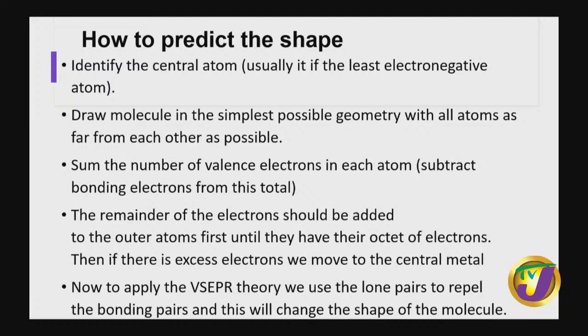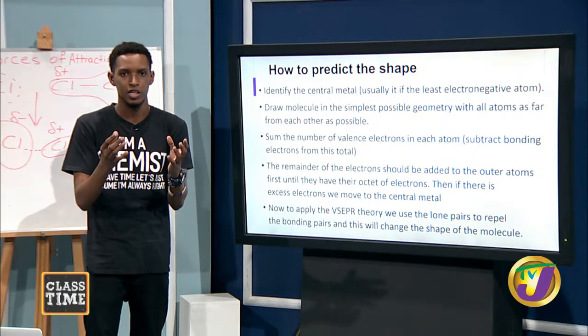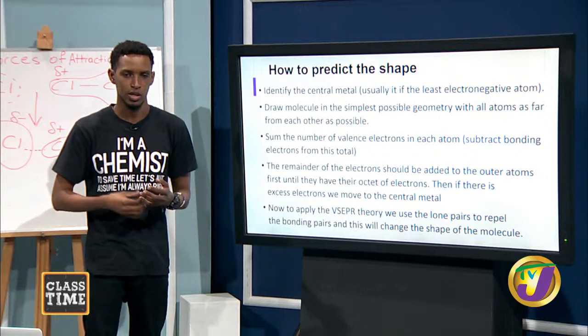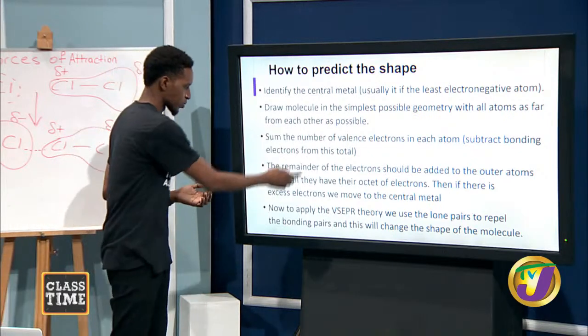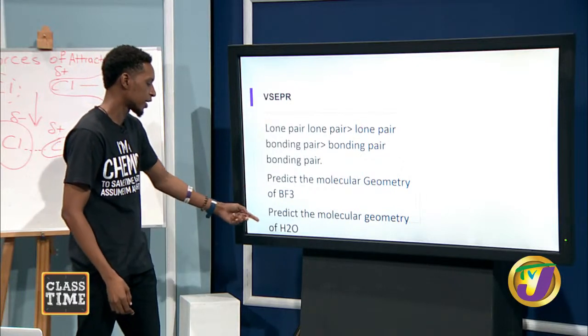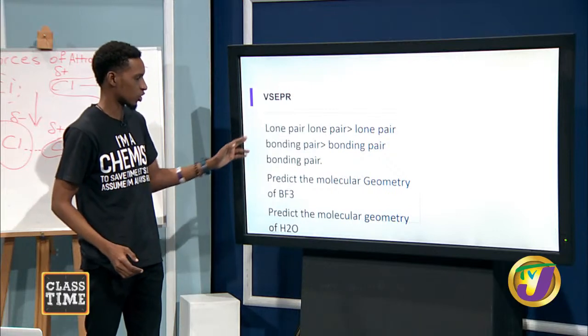The last point says that now that we have our structure, we should apply the VSEPR theory and use the lone pairs of electrons to repel the bonding pairs. And once the lone pairs of electrons start repelling the bonding pairs, that's when you would get the shape of the molecule in question. Now, we can move on to some questions. We'll predict the shape of BF3 and H2O. But it's important to note this section up here.